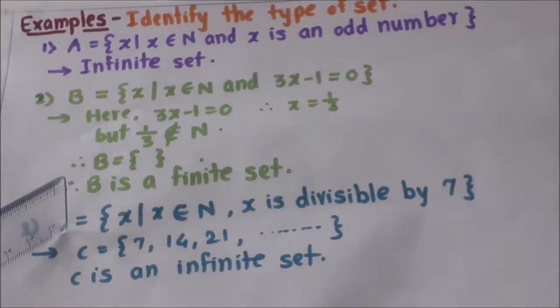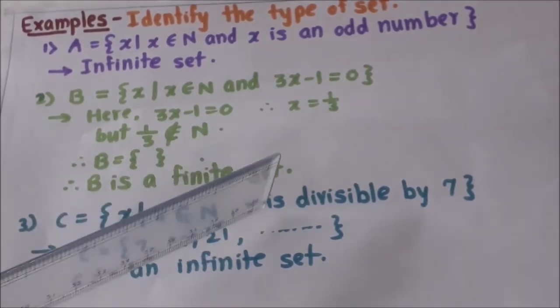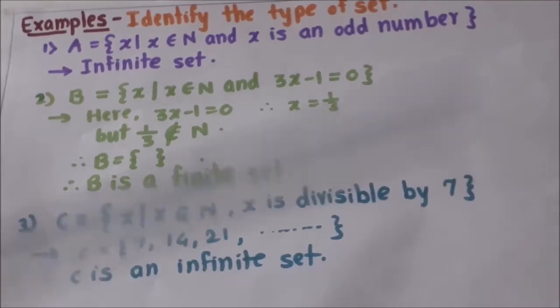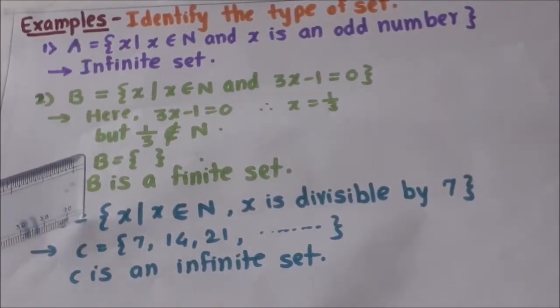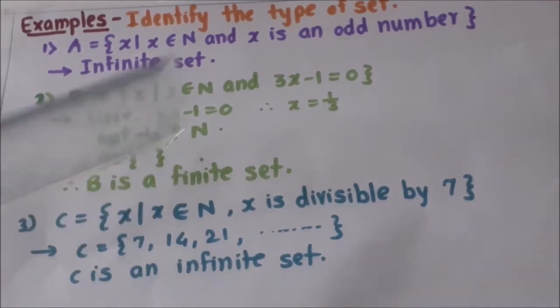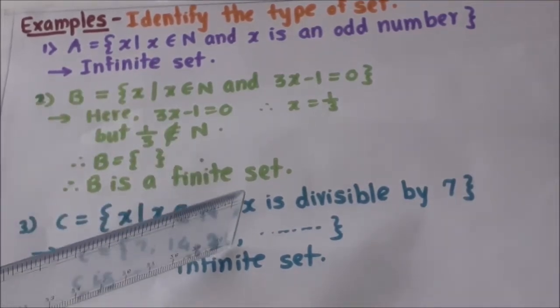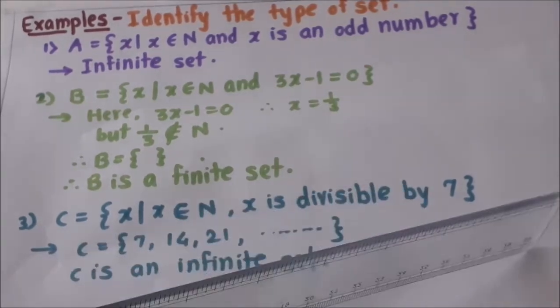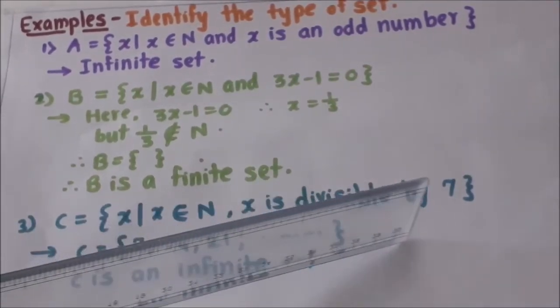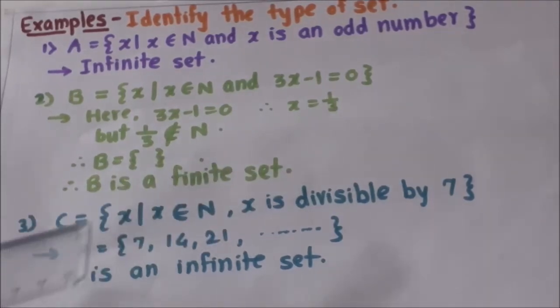Third example, C is equal to x, where x belongs to N and x is divisible by 7. Now, if we convert this into the listing method, the set formed will be C is equal to 7, 14, 21, 28 and so on. So all the numbers which are divisible by 7 are uncountable. Hence C is an infinite set.